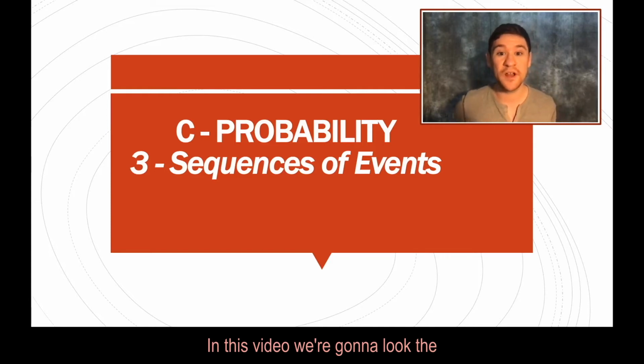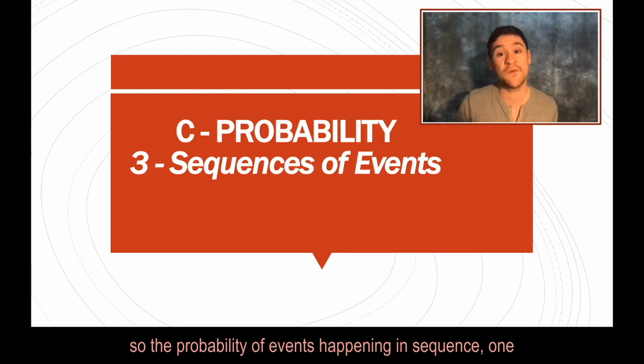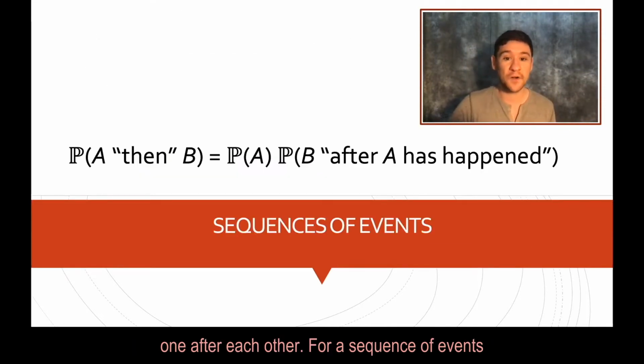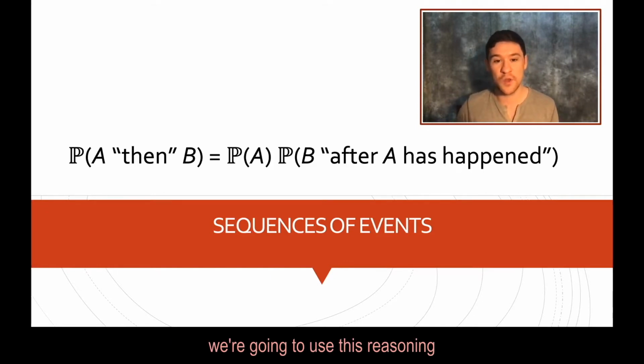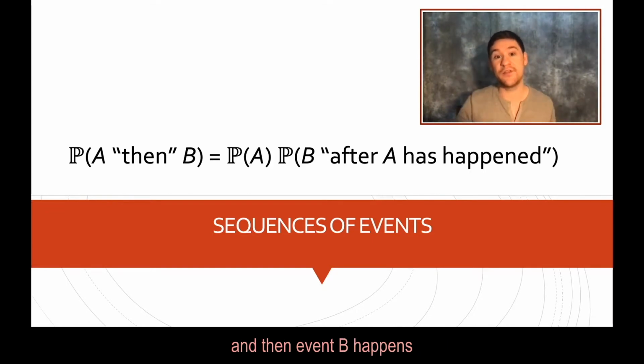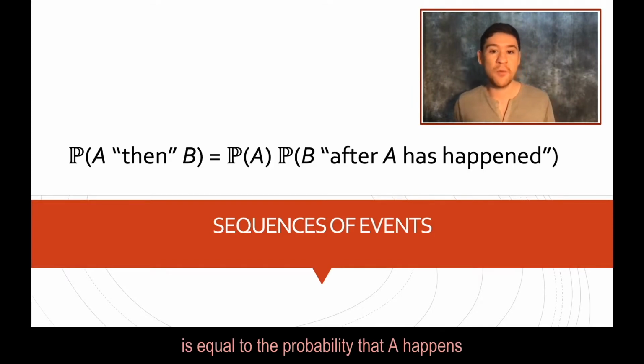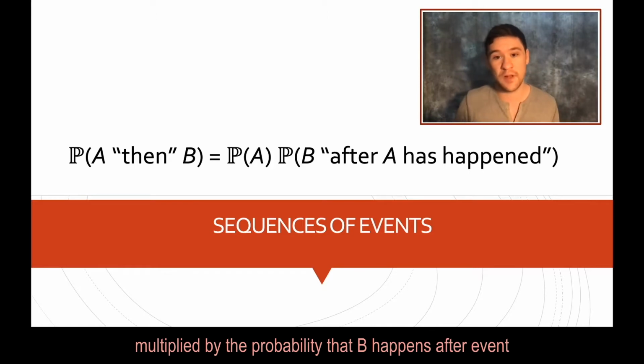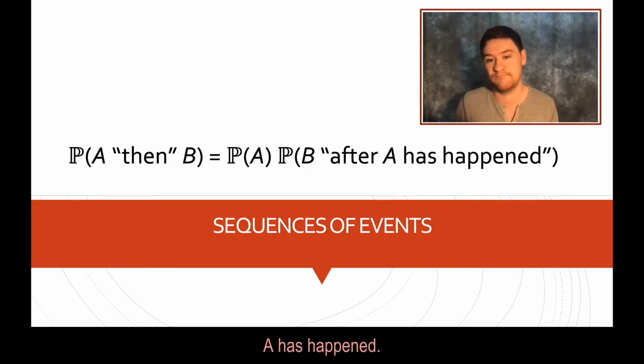In this video, we're going to look at the probabilities of sequences of events, so the probabilities of events happening in sequence, one after each other. For a sequence of events, we're going to use this reasoning. The probability that event A happens and then event B happens is equal to the probability that A happens multiplied by the probability that B happens after event A has happened.